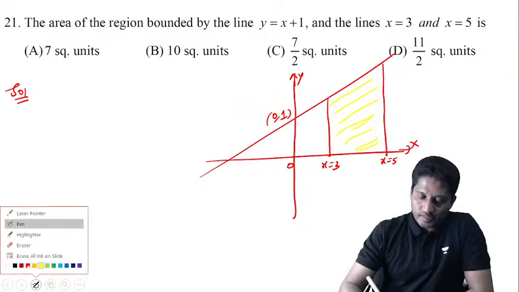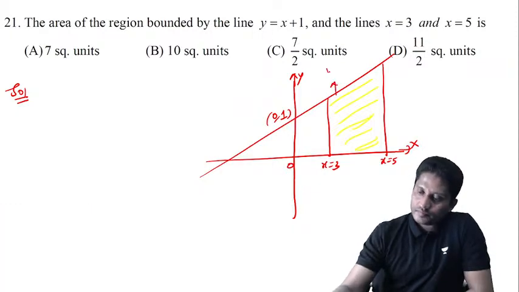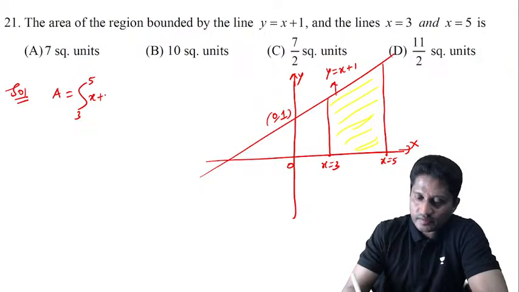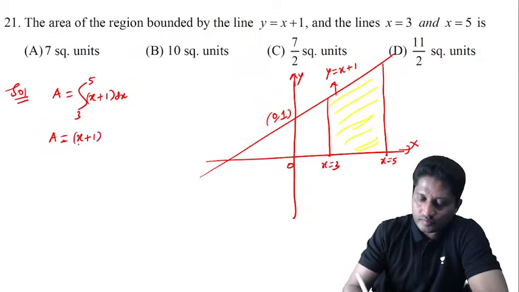Okay, this line is y is equal to x plus 1. Area is equal to the integration from 3 to 5 of x plus 1 dx. Okay, area is equal to the integration, which is x square by 2, between the limits 3 to 5.